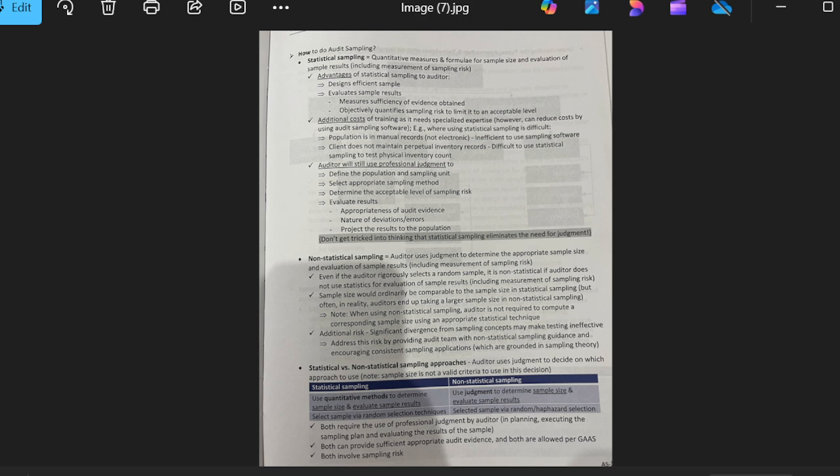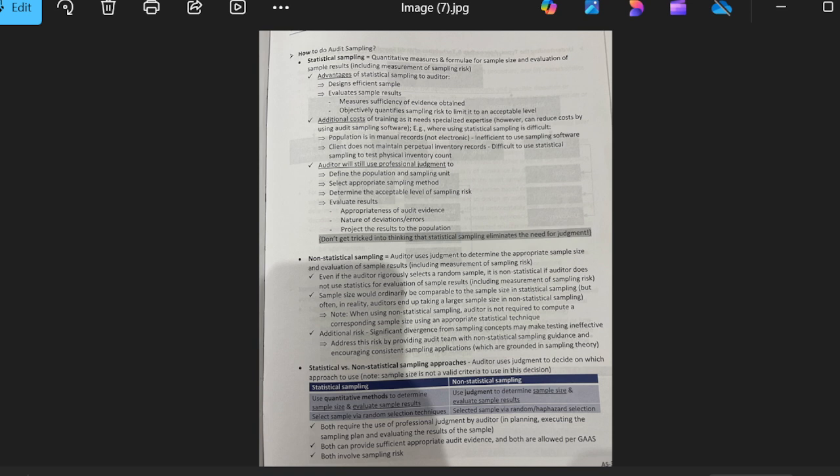So in both cases, statistical and non-statistical, it is required that the auditor use professional judgment. Both can provide sufficient appropriate audit evidence, and both involve sampling risk.